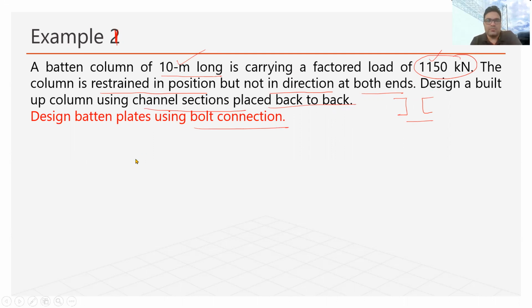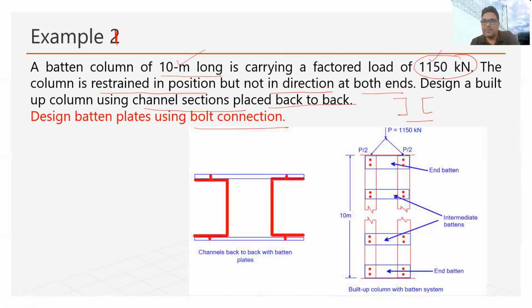First we need to make the diagram. In the diagram, our batten column will look like this. The height of the column will be 10 meters, and battens will be used to connect these two members. Both of these channel sections are placed back to back in this configuration, and this is the batten plate, and this is the axis, which is the Z axis.